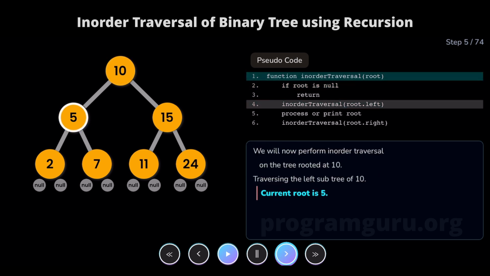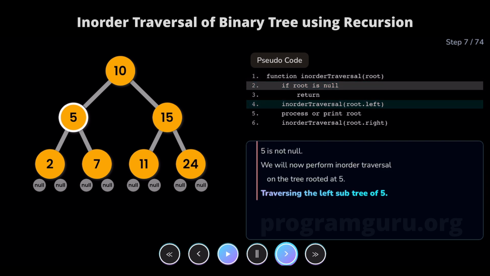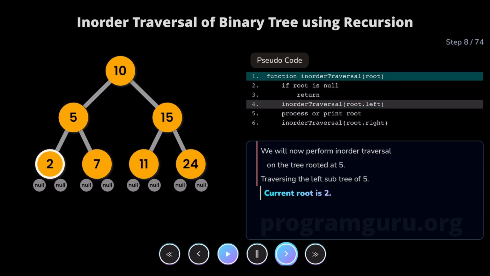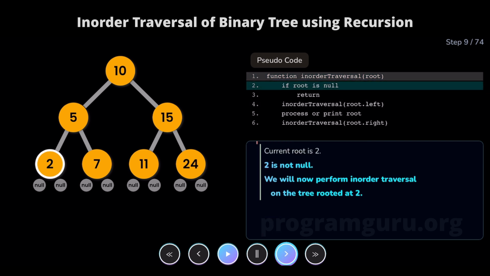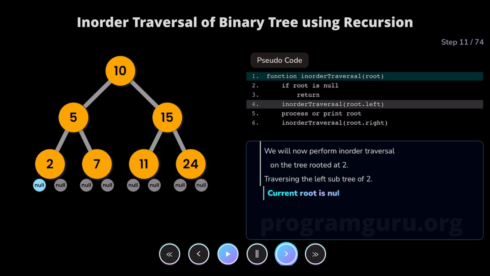Current root is 5. 5 is not null. We will now perform in-order traversal on the tree rooted at 5, traversing the left subtree of 5. Current root is 2. 2 is not null. We will now perform in-order traversal on the tree rooted at 2, traversing the left subtree of 2.